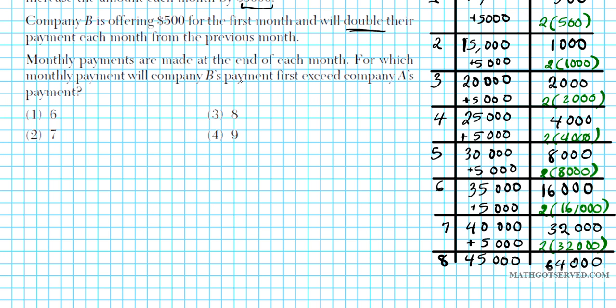So the question is, for which monthly payment will company B's payment first exceed company A? That is clearly the 8th month's payment. Number 3 is your answer here.